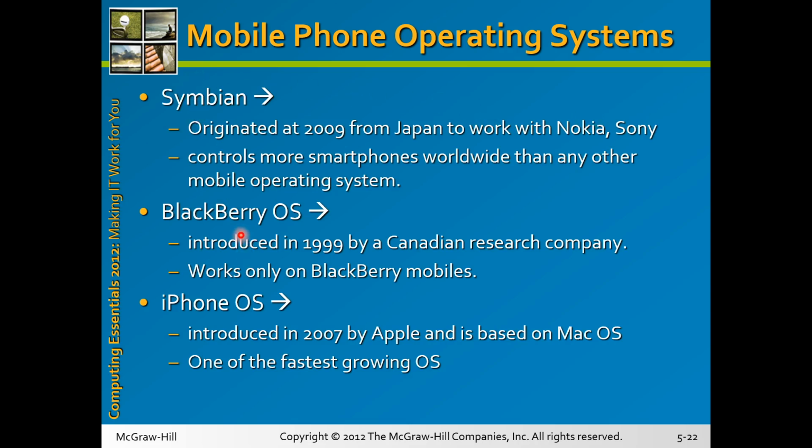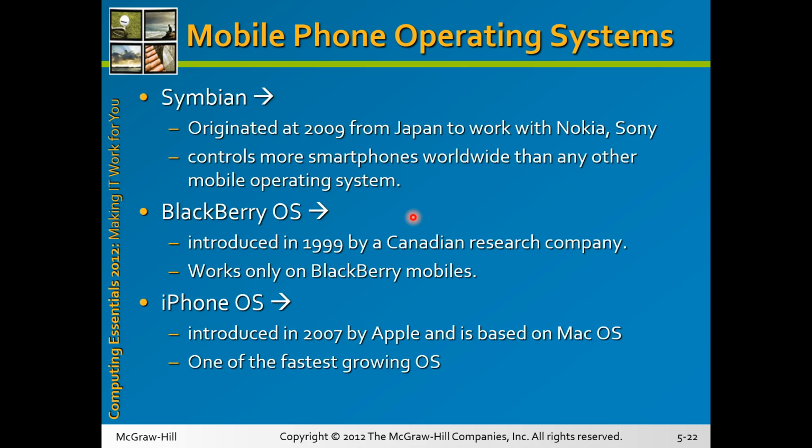So the second one here is BlackBerry. BlackBerry was introduced in 1999, and it's from a Canadian research company, and it only works in a BlackBerry mobile phone. However, that kind of operating system was kind of limited, because it was designed for BlackBerry mobile phones.